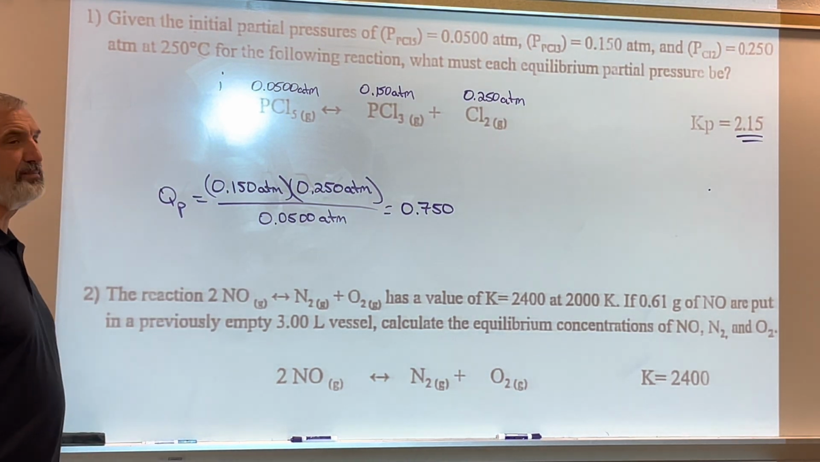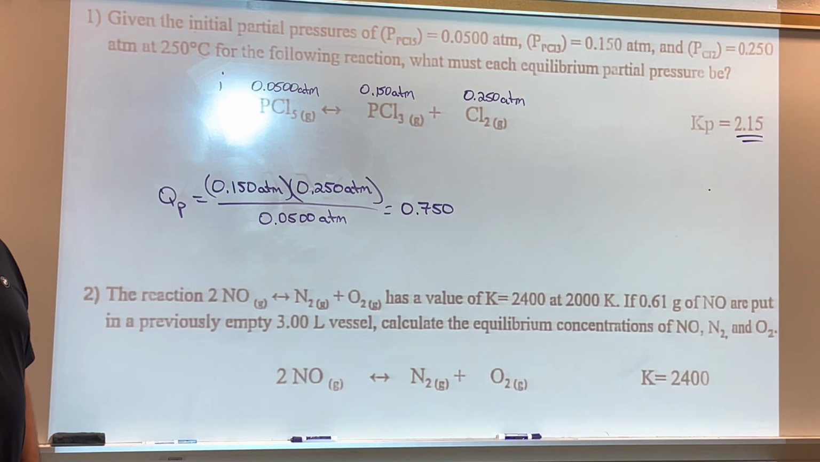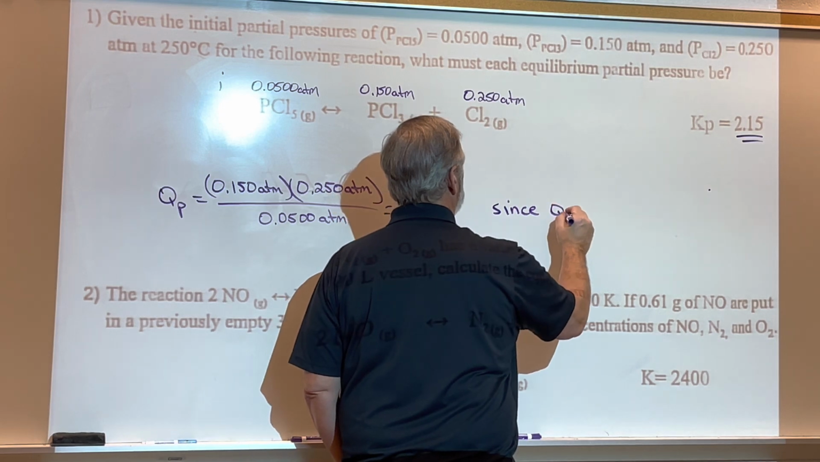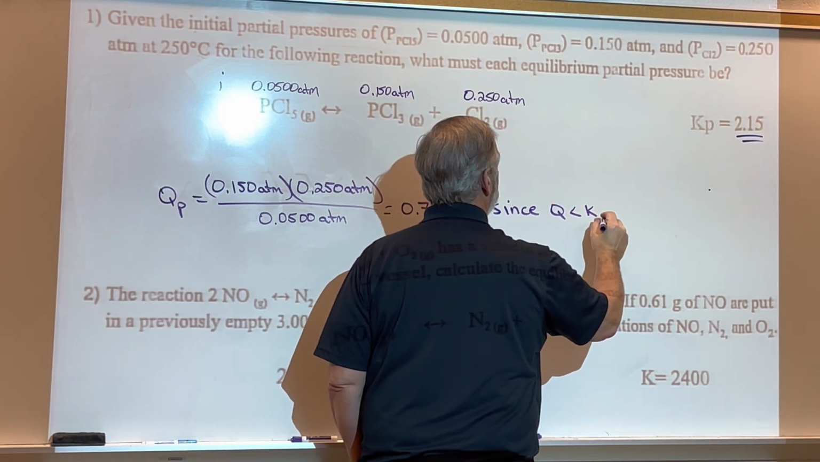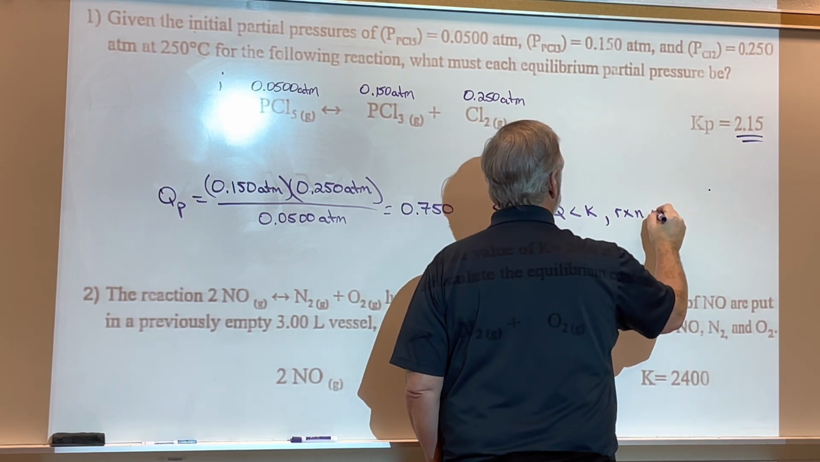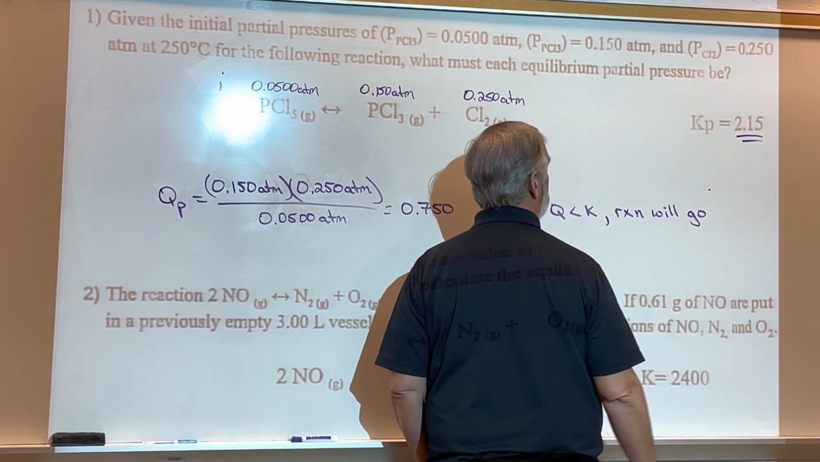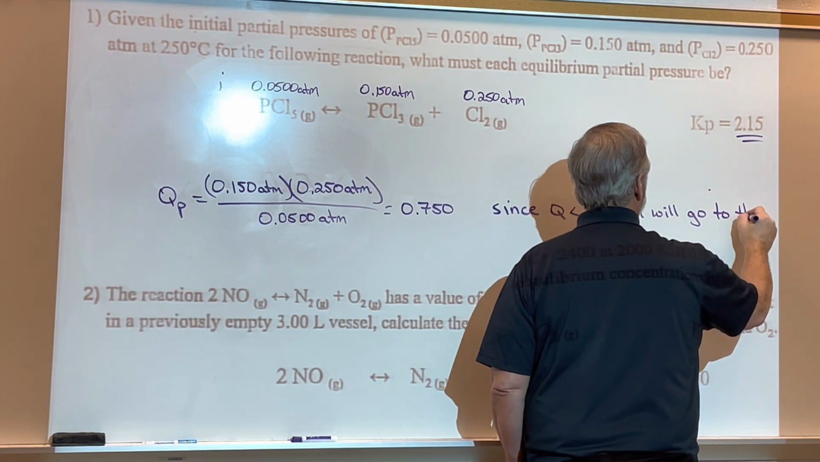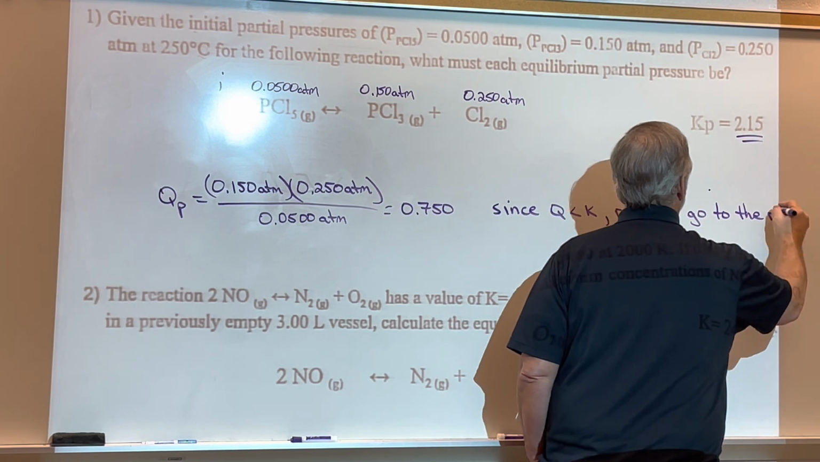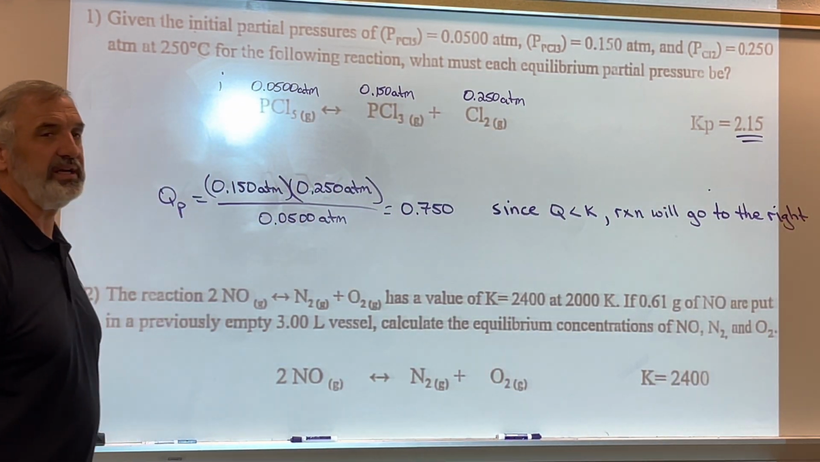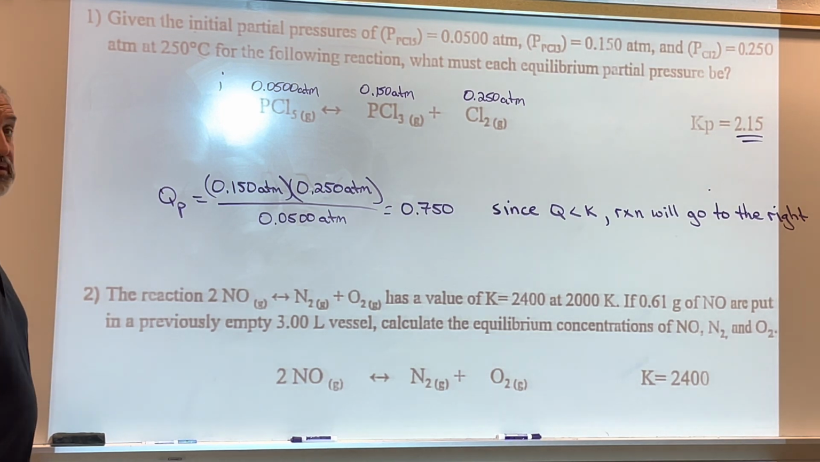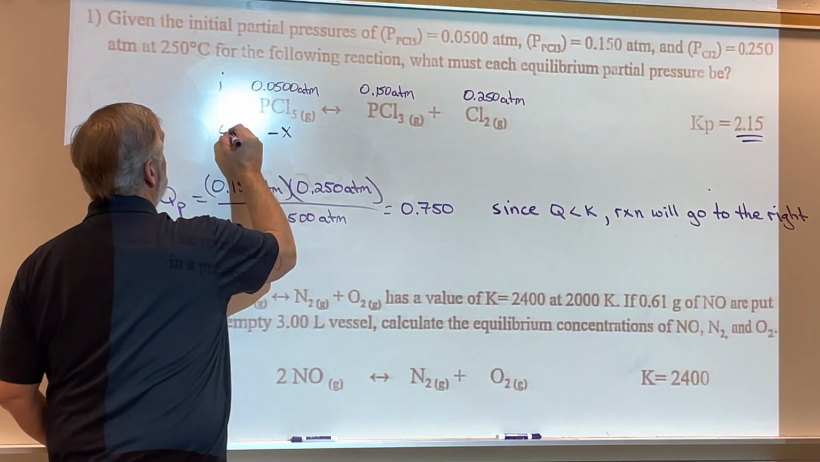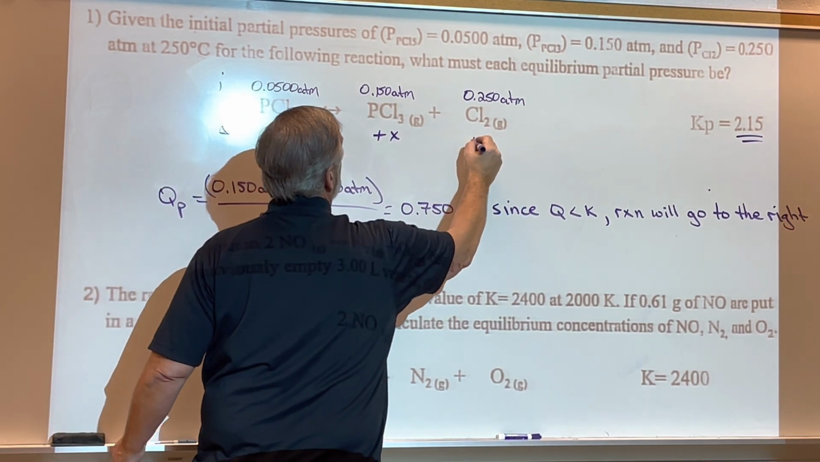Is that bigger or smaller than the given K? Since Q is less than K, the reaction will go to the right. Be confident. The reaction is gonna go to the right. So that tells me this is gonna be minus X for PCl5, my change, and plus X and plus X for the products.